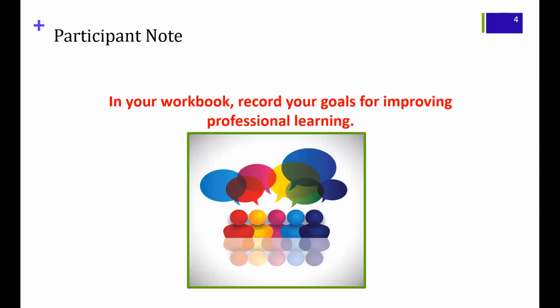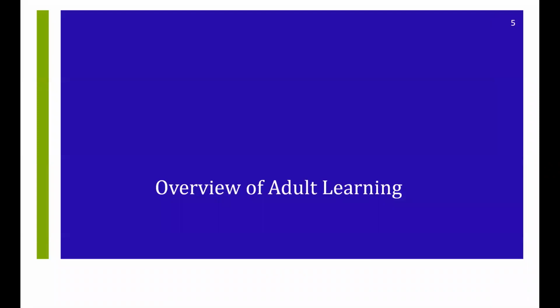Now, I would love for you to take a second and pause and think about your goals for improving professional learning for this session. Please write those down in your workbook. With those in mind, we are going to move now to an overview of adult learning.